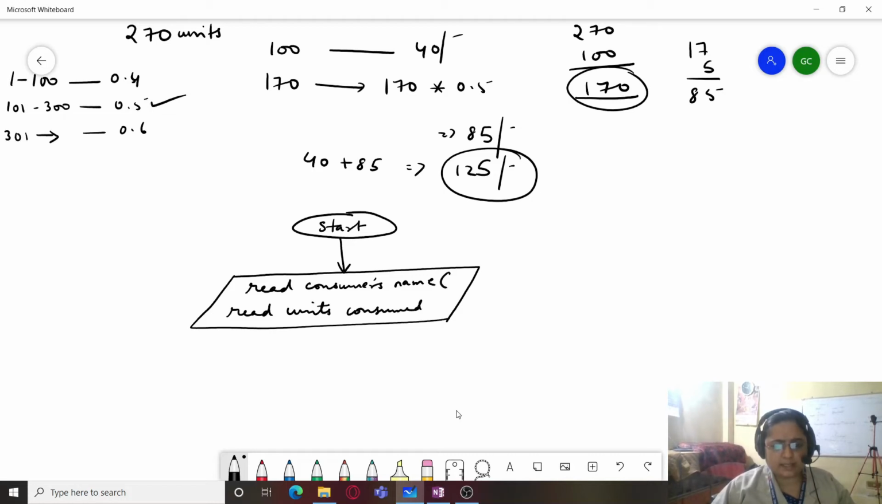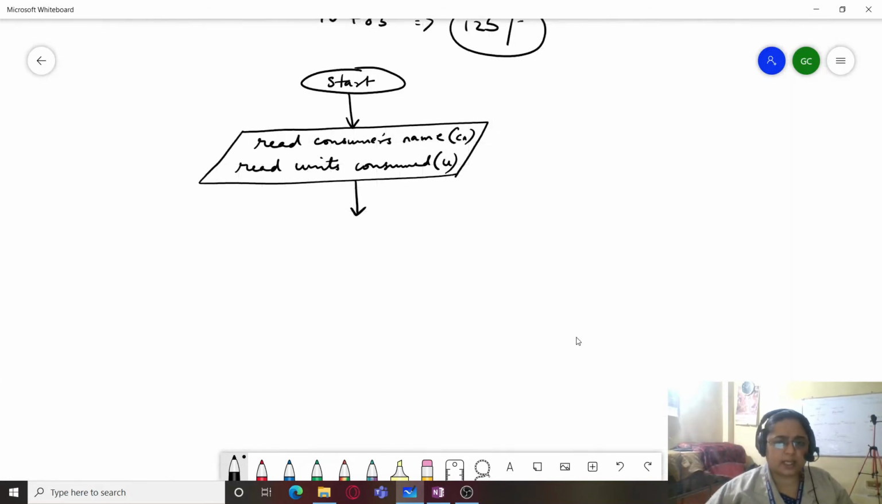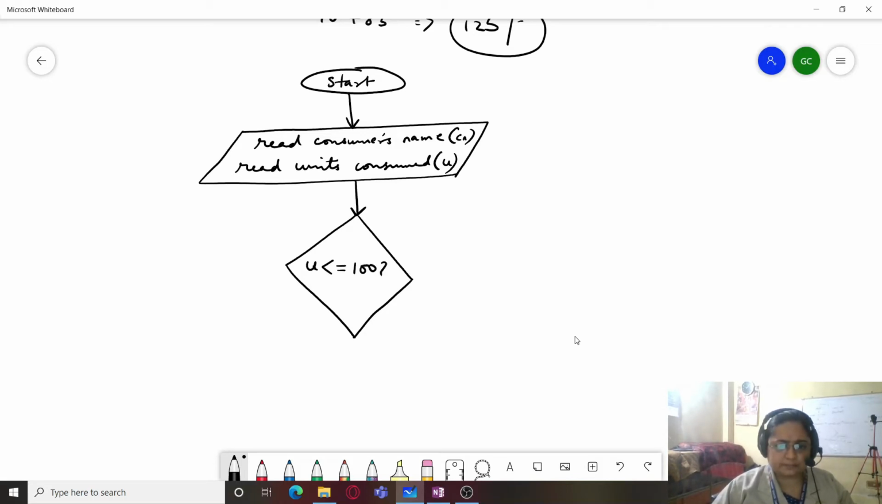Consumer's name, I can simply write CN over there, and number of units consumed I can take U. Now I will be proceeding towards checking the slabs. So I will draw a decision box here. Is U less than or equal to 100? That is, does it fall within the first slab?